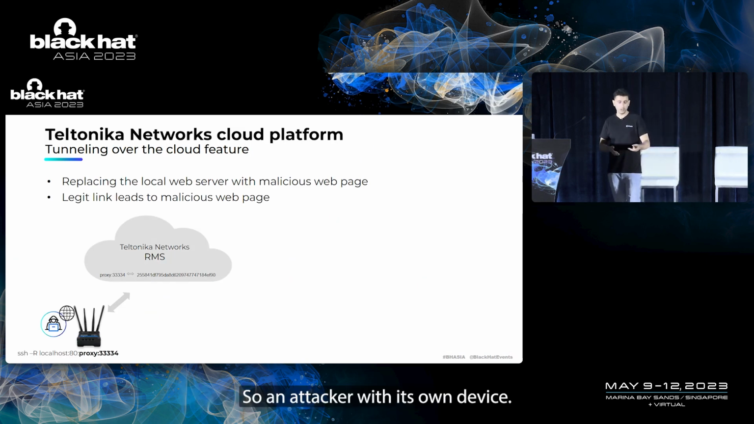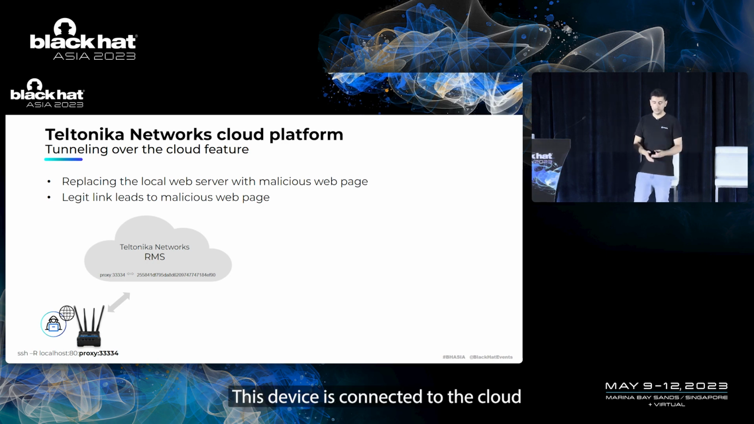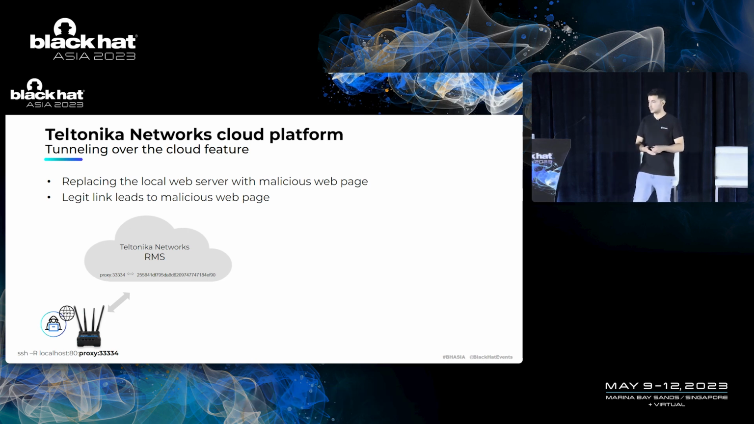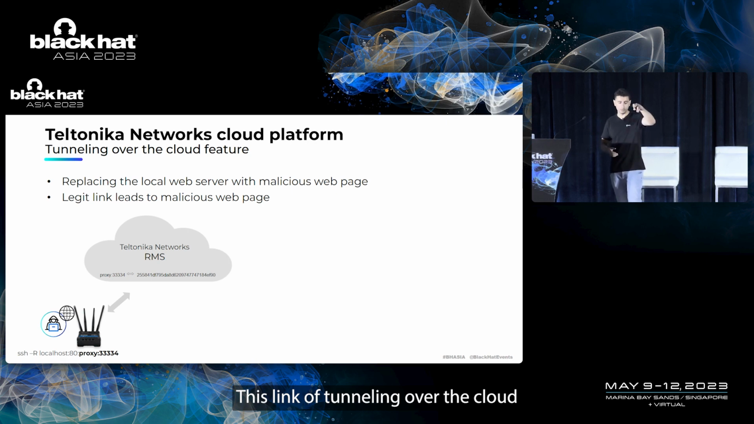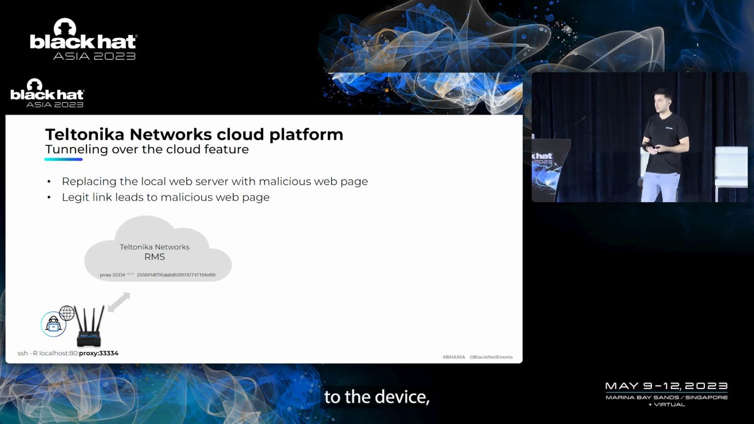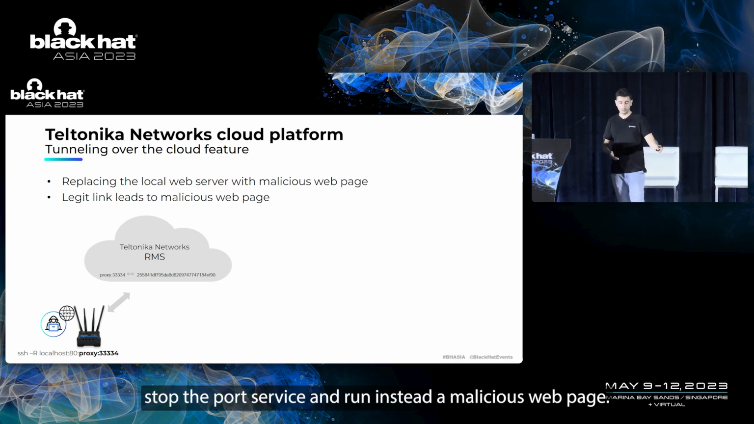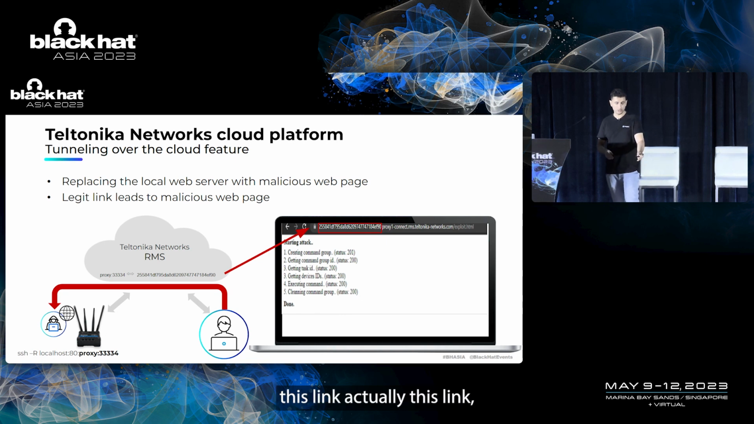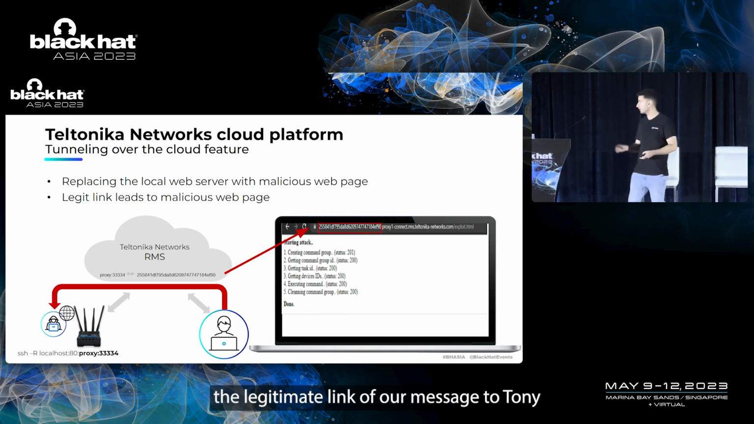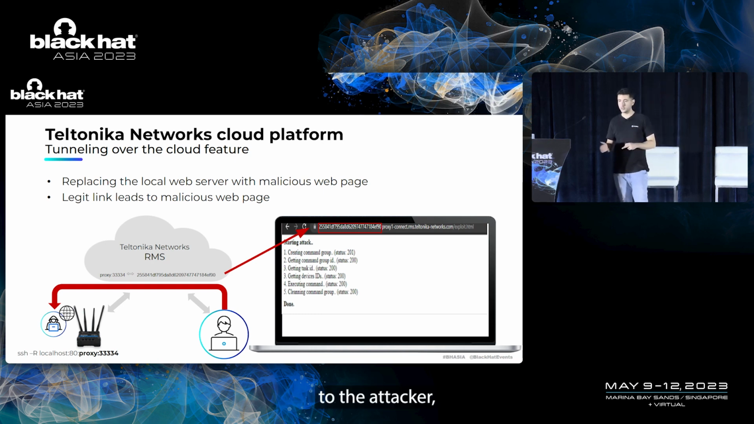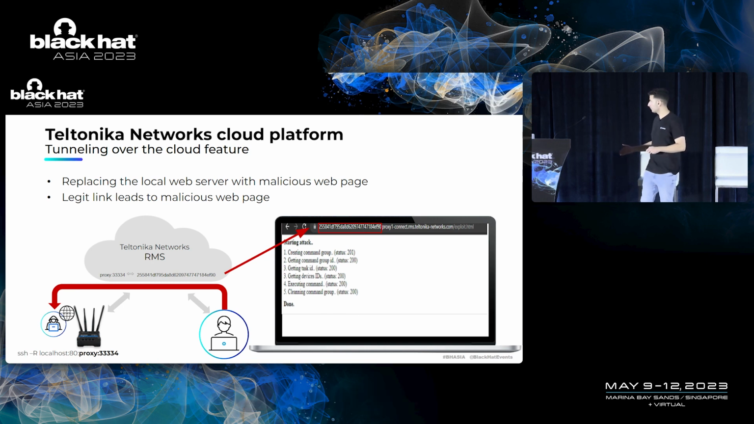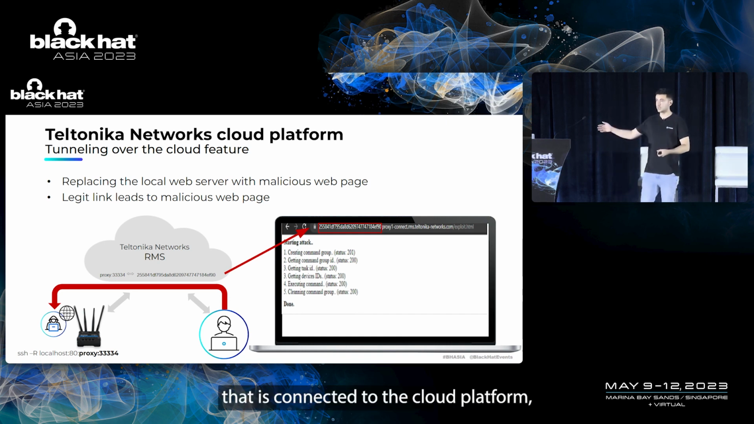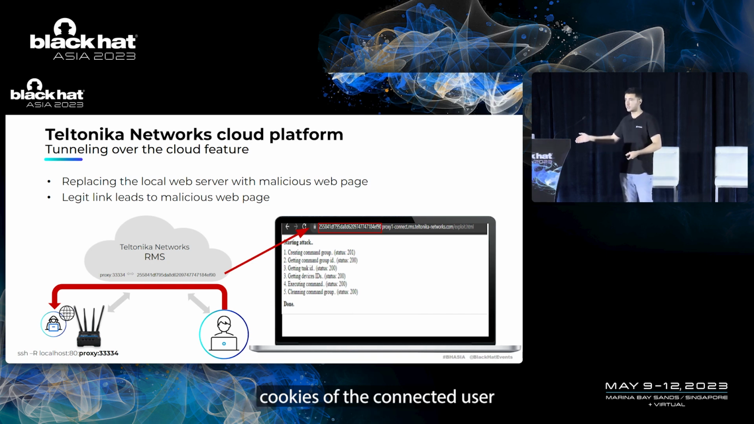So an attacker has his own device in his lab. This device is connected to the cloud. The attacker can get this link for his router's local web service, this link of tunneling over the cloud. Then the attacker can connect with SSH to the device, stop the HTTP port service, and run a malicious web page instead. This legitimate RMS link of Teltonika will lead over the cloud to a malicious web page fully controlled by the attacker. If the attacker sends it to a victim that is connected to the RMS cloud platform, it will execute this page with the cookies of the connected user.